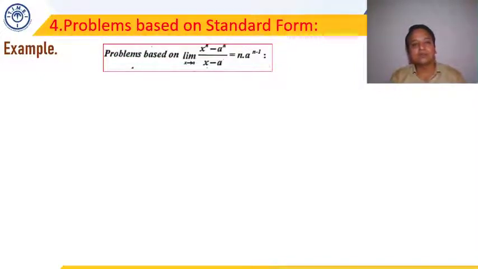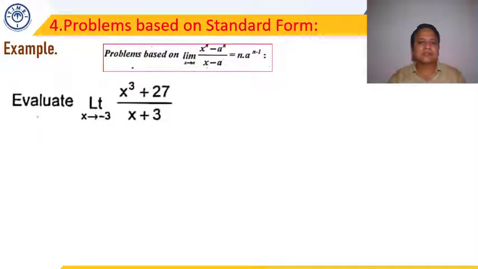And on putting x equal to a, we know it's an indeterminate form, 0 by 0. So it's a result based. We got the value of this expression as n a to the power n minus 1. Just note the expression, it's x to the power n minus a to the power n upon same denominator, it's x minus a, and x is tending to a. Whenever this form is there, we can safely write its value, final value is n constant, which is a to the power n minus 1. So let's do certain examples on this standard form.